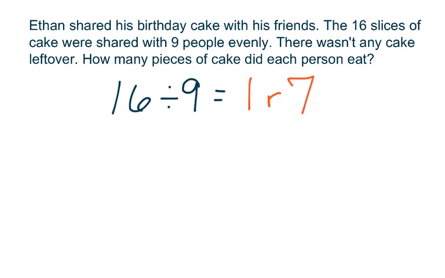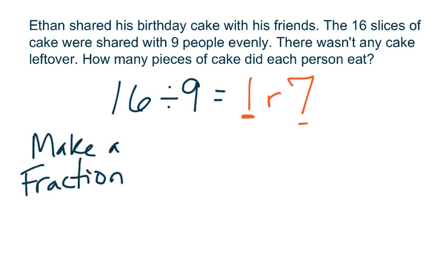Now my question's talking about them eating all of the cake. We don't want any cake left over. Right here with my answer, my quotient of 1 means everybody's going to get 1 full slice of cake, but then there are going to be 7 pieces left over, and I don't want any cake left over. In order to ensure that there's no cake left over, this is going to be a make a fraction problem.